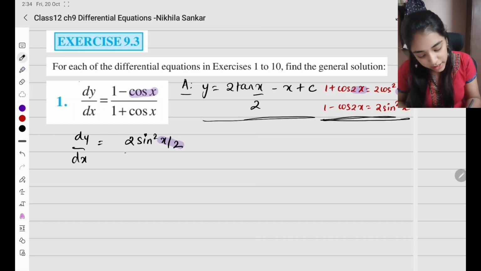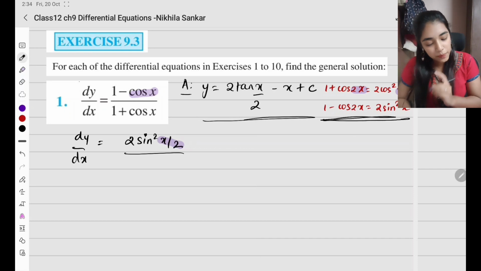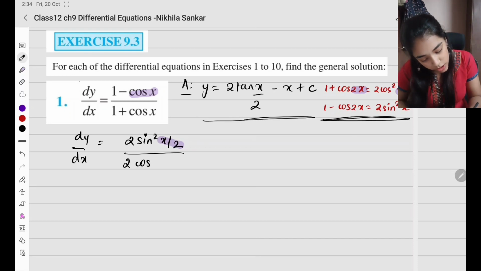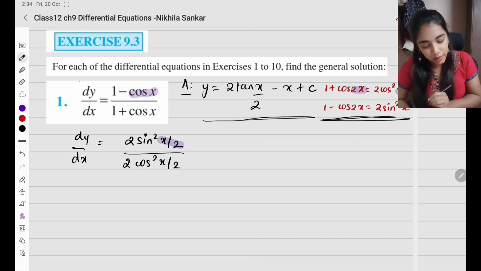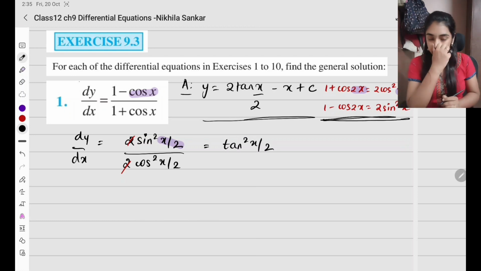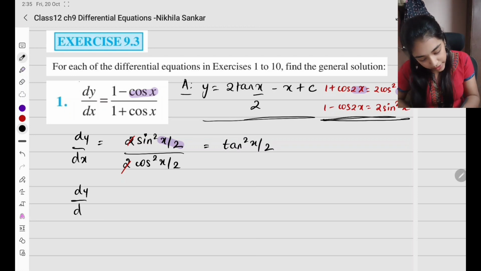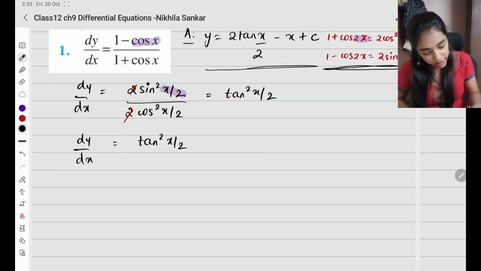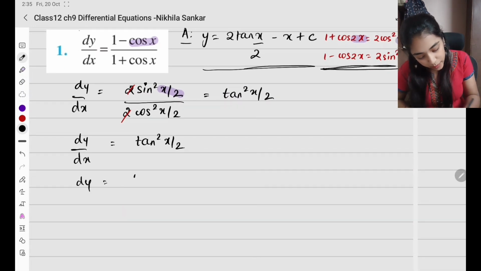Okay? Denominator-ல என்ன இருக்கு? Divided by 1 plus cos x, which is going to be 2 cos square x divided by 2. The 2 and the 2 get cancelled. Sin divided by cos is going to give me tan. இந்த இடத்துல square இருக்கு. So it is going to be tan square x divided by 2. Okay? Now I have dy by dx equals tan square x divided by 2, dy equals tan square x divided by 2 times dx. Next step என்ன?